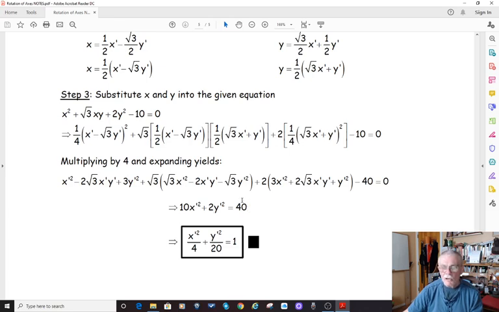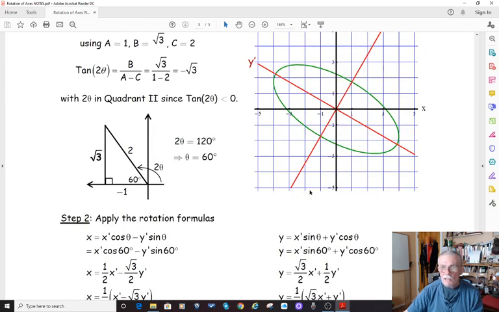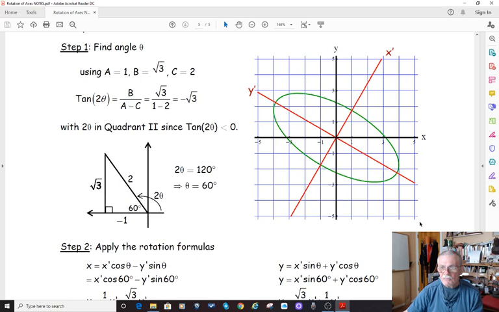In standard form, you want a 1 here, divide by 40, and you can see now this is an ellipse, okay? X prime, y prime axes, so that would be the equation of the ellipse with the red x prime, y prime axes, and that should be easy now for you to realize what your latus rectum and equations of asymptotes are, but they will be in x prime, y prime coordinates, understand that, okay?